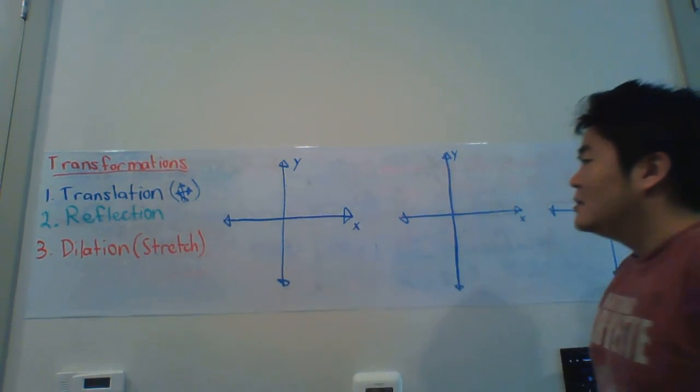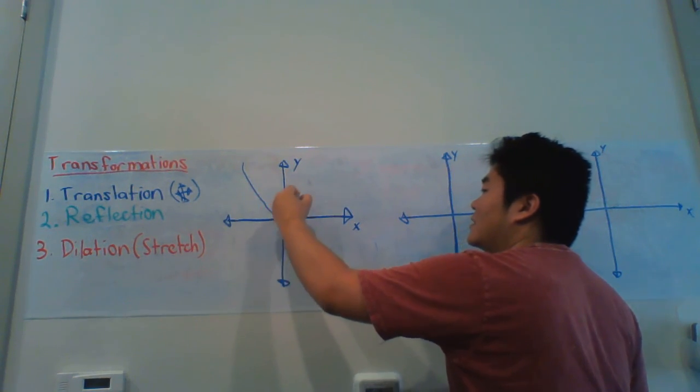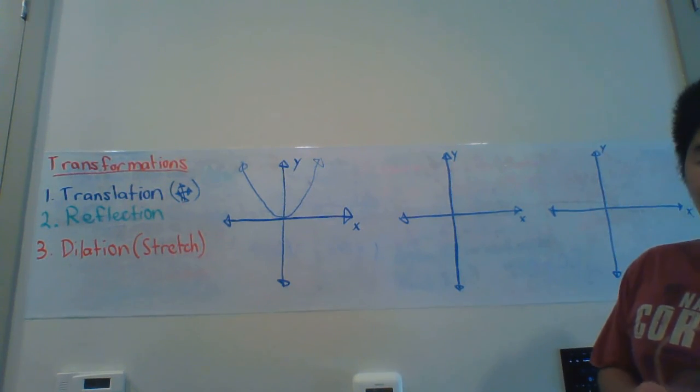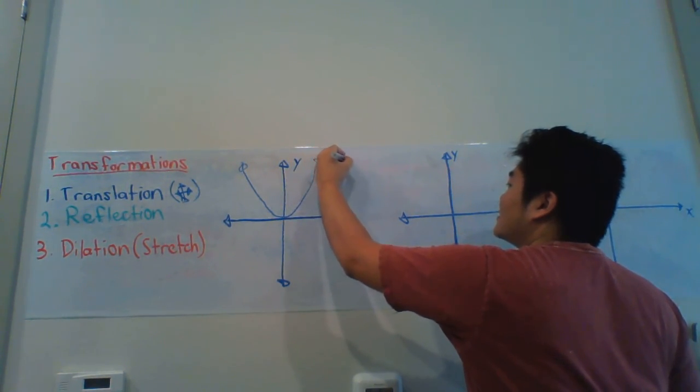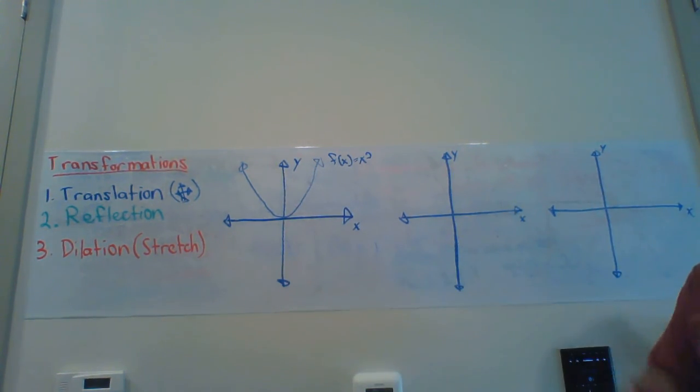All right. So we're always going to compare it to our base, our parent function. This is the home base that we always come back to, right? That is just our f of x equals x squared. That's all it is.